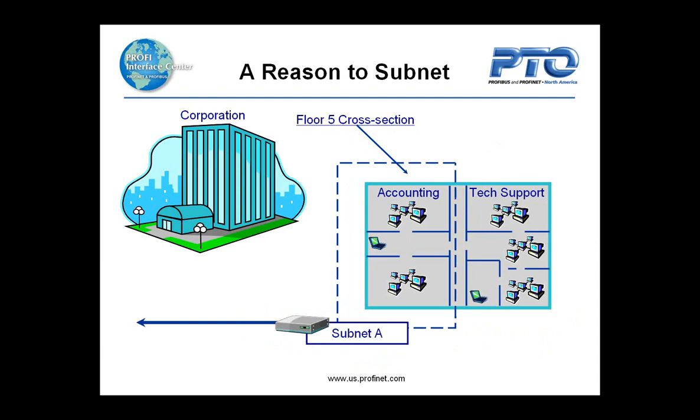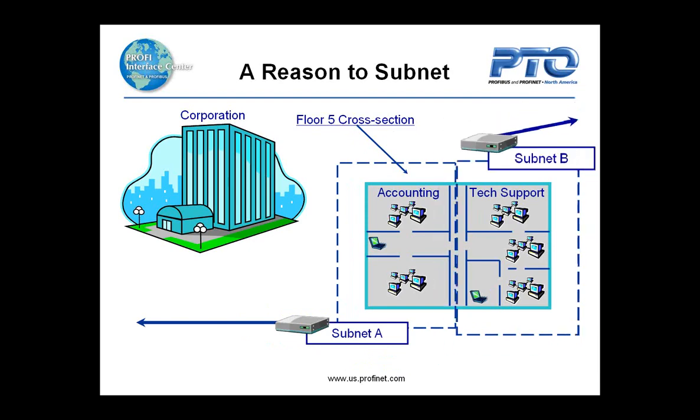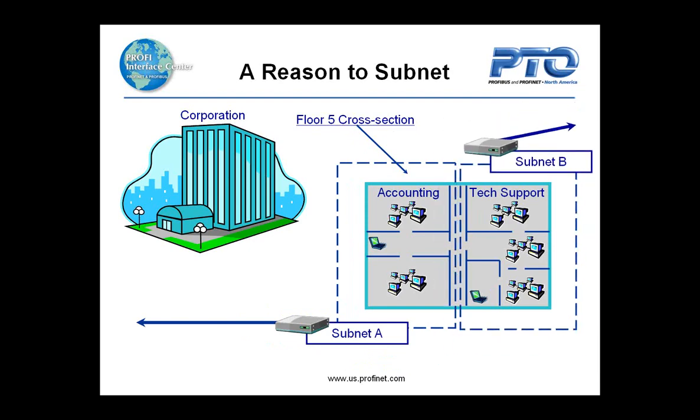So he can create a subnet A, put the accounting department on subnet A, and then he can create a subnet B and put the tech support department on subnet B. Now, if they want to talk between the two subnets, the IT administrator has the ability to have them go through a router. So to go between the two subnets, they have to use a router, and the IT administrator can determine who has access between those two networks again.